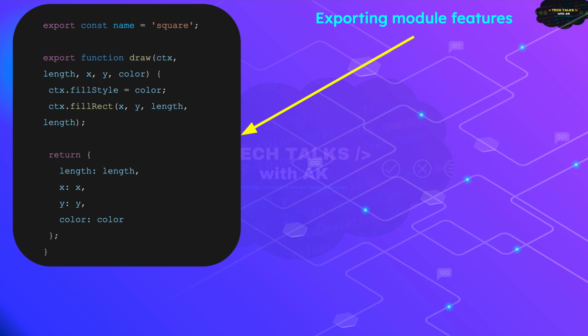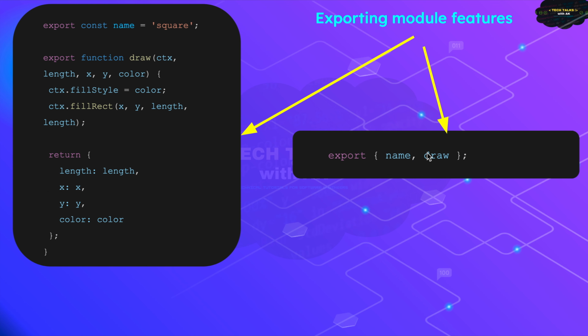If we don't want to write export for each value and function, we can write one line at the end of the code, which is export name and draw. So name is the value and draw is this function. In this case, we have to remove the export keywords from the declarations.